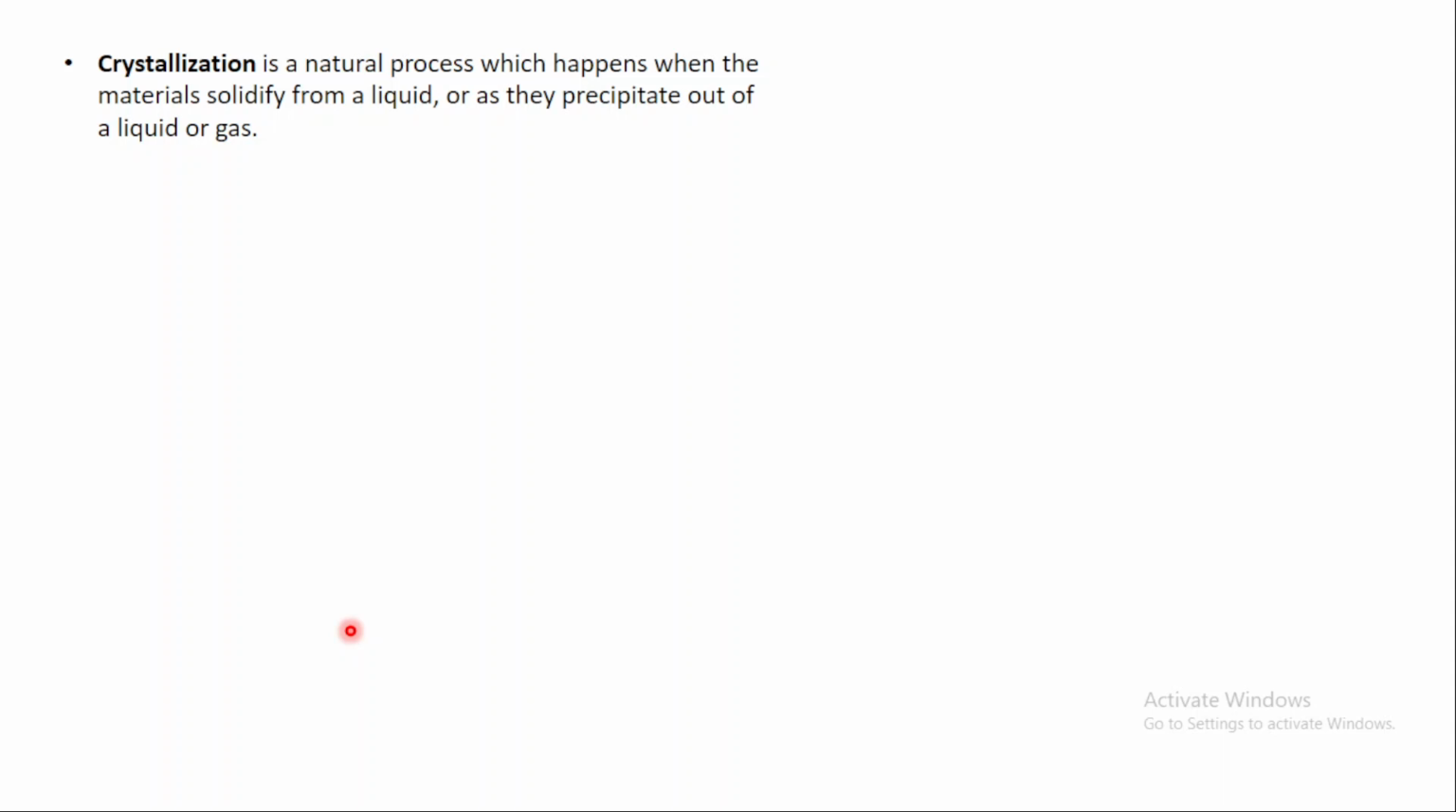So let us understand one by one what are all these processes. The first option is crystallization. Crystallization is a natural process which happens when materials solidify from a liquid or as a precipitate out of a liquid or a gas. So crystallization is a process in which solid materials precipitate out or solidify from a different phase, such as liquid or a gaseous phase. And they form certain organized structures called crystals. They form lattices. That is the process of crystallization.